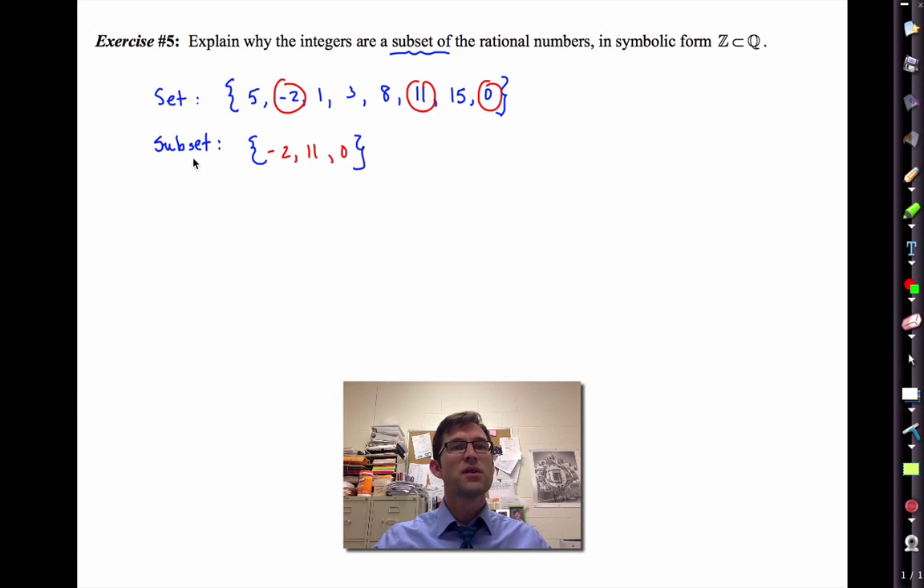All right, so let's call this set A, let's call this set B. We would say that B is a subset of A, and a great way of thinking about it is that B is contained in A. That's not really a C, but it kind of looks like one. B is contained in A. So really when we say explain why the integers are a subset of the rational numbers, what we're really saying is explain why every integer is also in the set of rational numbers.